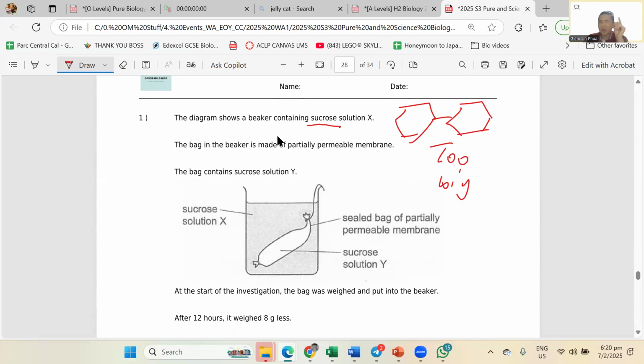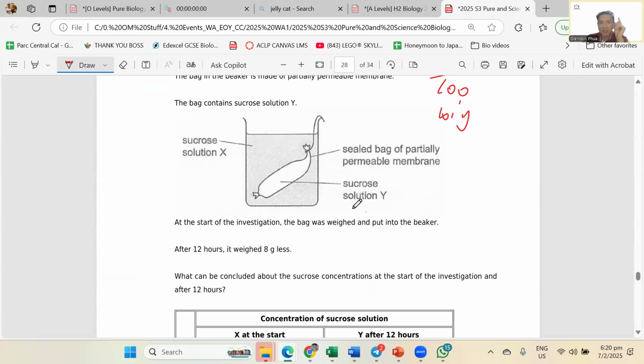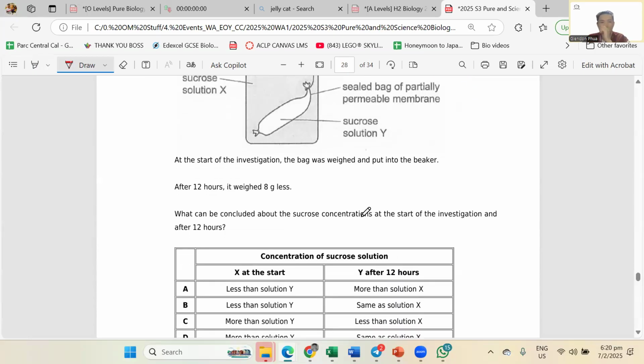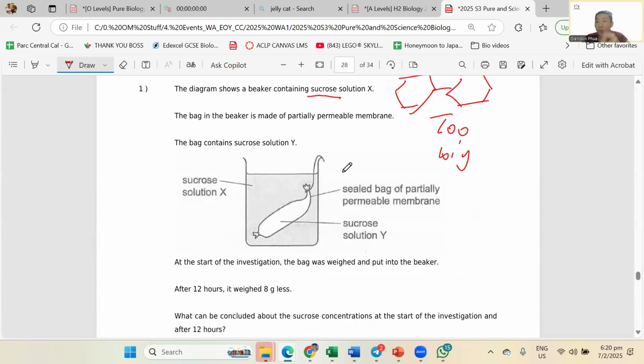So step 1. You ask me to conclude what the sucrose concentrations are over here. Step 1: is this a diffusion question or an osmosis question? Sucrose cannot even go out. So if sucrose cannot go out, it's not diffusion. This must be an osmosis question. So it's an osmosis question, right?